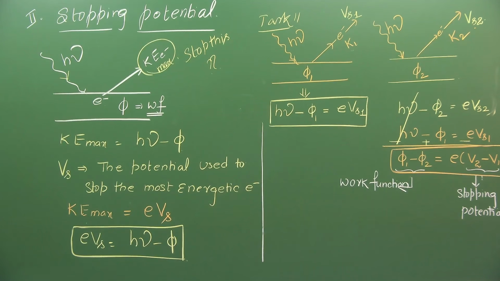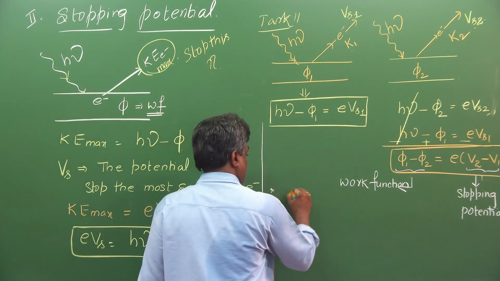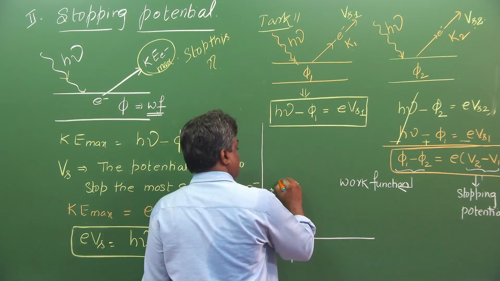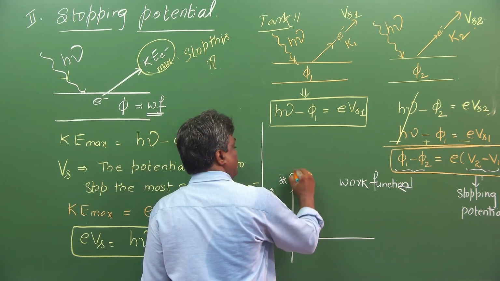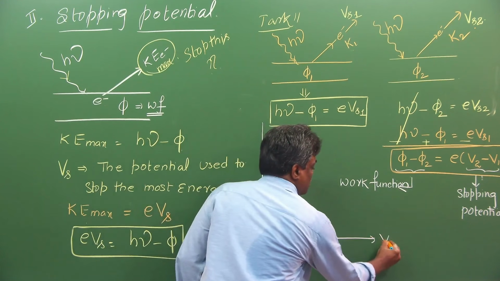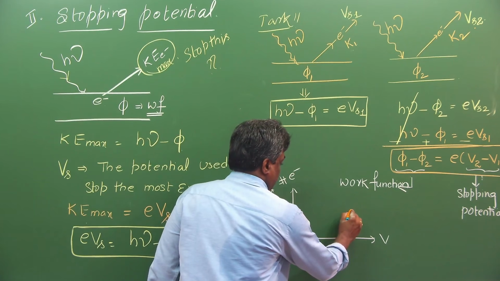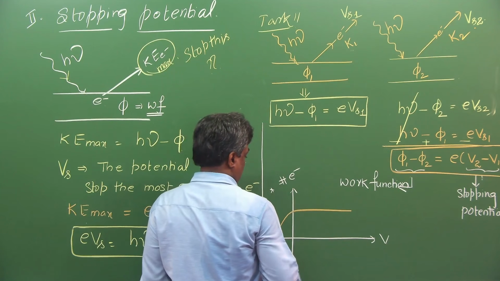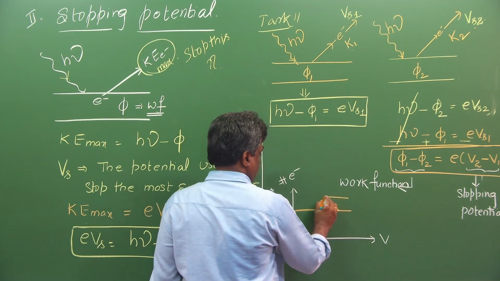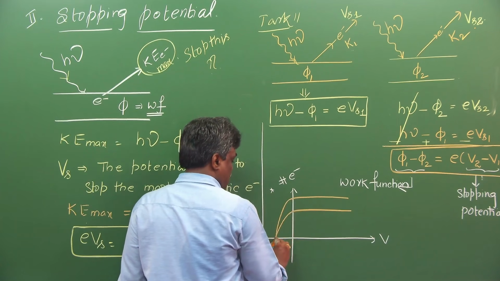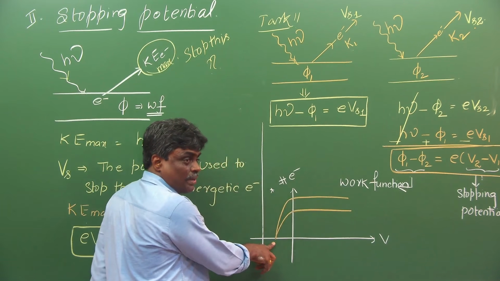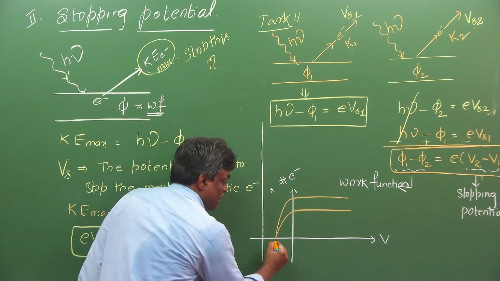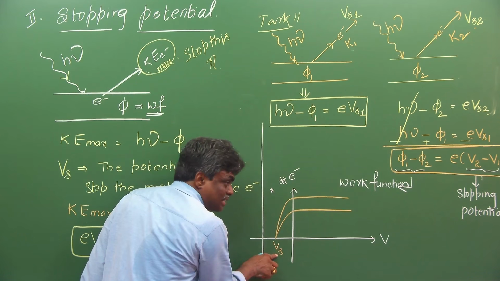If you want, you can draw this diagram also. For example, you have like this: this is the number of electrons and this is the potential. Here I am using one intensity, and here I am using another intensity. But the stopping potential is the same. Why is the stopping potential the same? Kinetic energy is the same. That's why the stopping potential never changes.